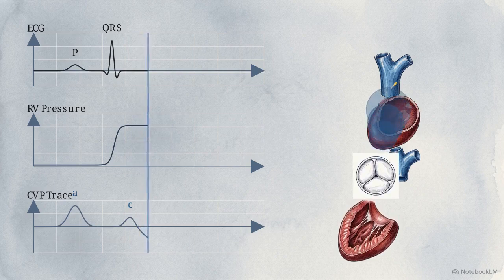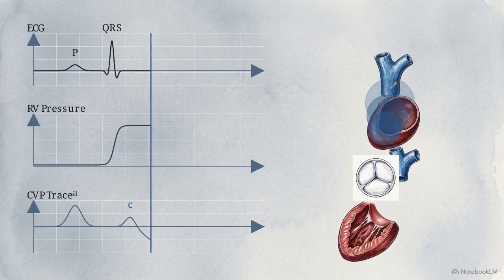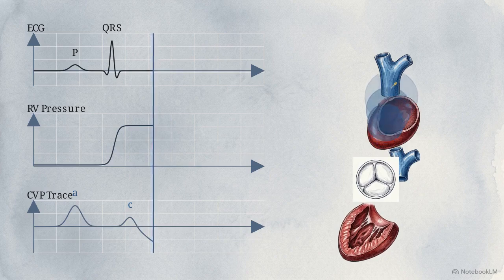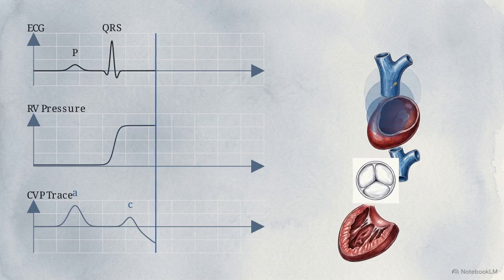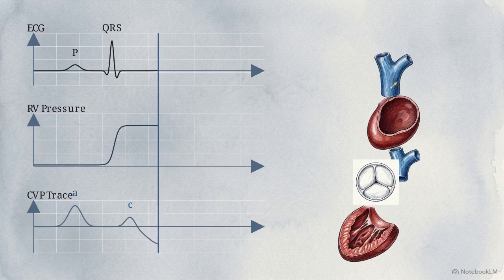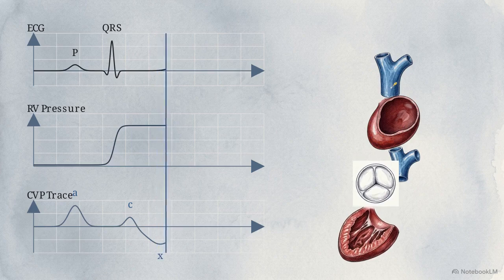Two forces drive this pressure drop. First, the atrium is relaxing. Second, the right ventricle is violently contracting and shortening, physically dragging the entire tricuspid fibrous ring downward. This stretches the right atrium, plunging its internal pressure.